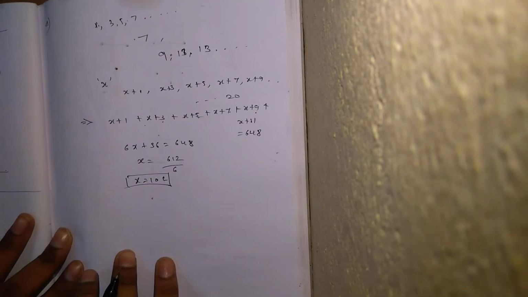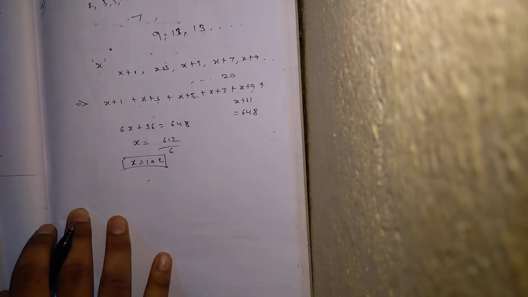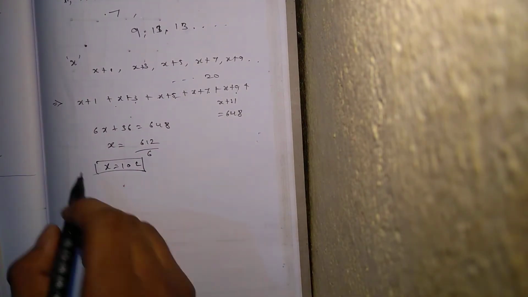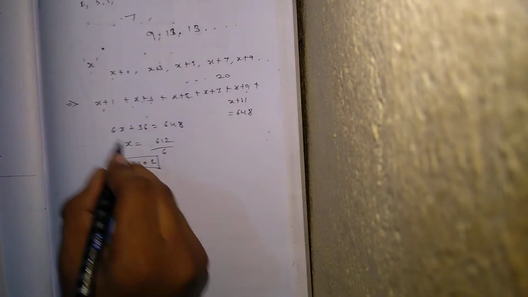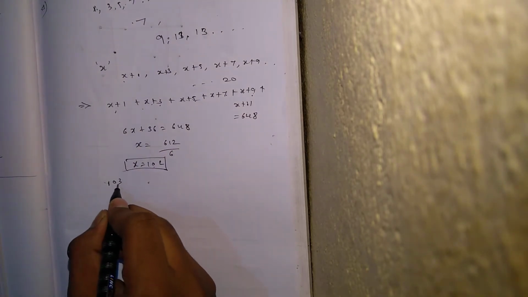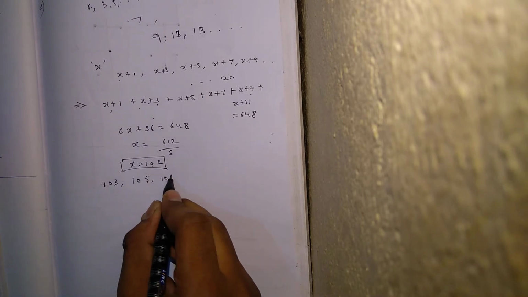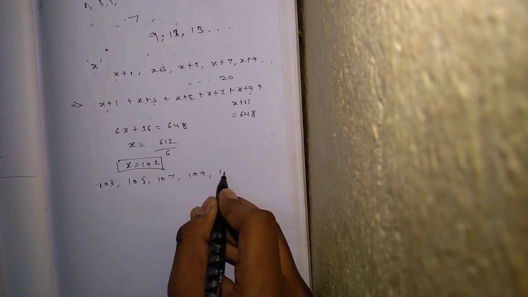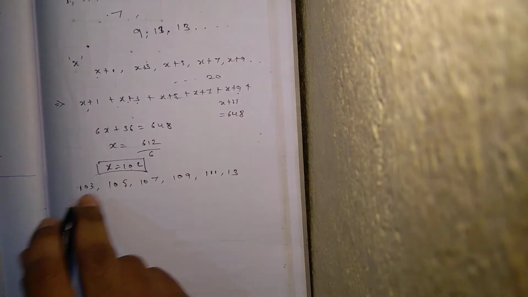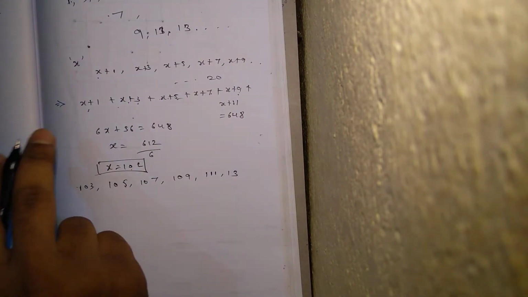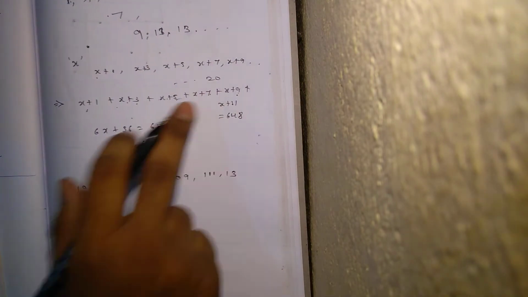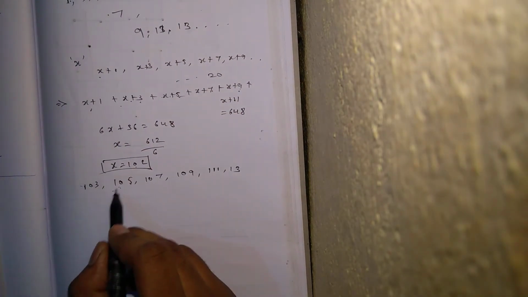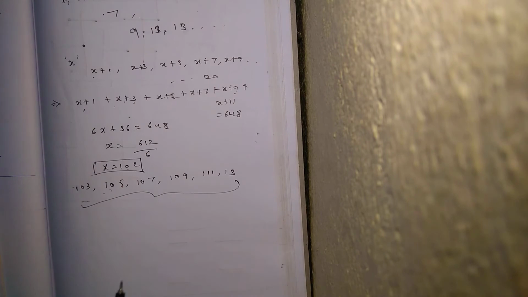You have almost done it. So the first 6 numbers are what? They are x, x plus 2, x plus 4, and so on. Substituting 102, the first 6 numbers are 102, 104, 106, 108, 110 and 112. So the first 6 numbers are these. Got it?